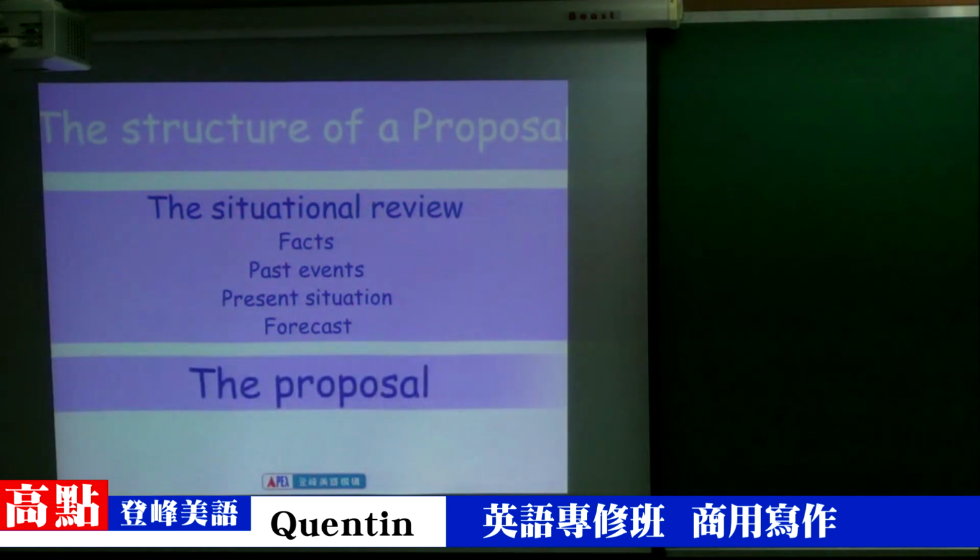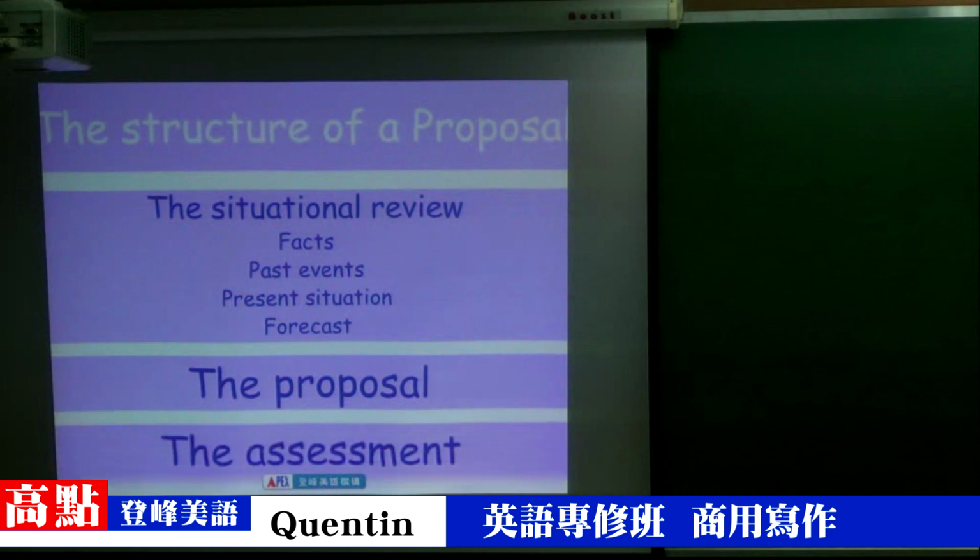Now, the second element, this is where you put forward your brilliant idea. And we call this section the proposal. This is like the main part of the proposal. This is where you present your brilliant idea which will change the situation or which will improve the situation. We call that the proposal section. Then, in your third section, we call this the assessment. And this is the most important part of the whole proposal.